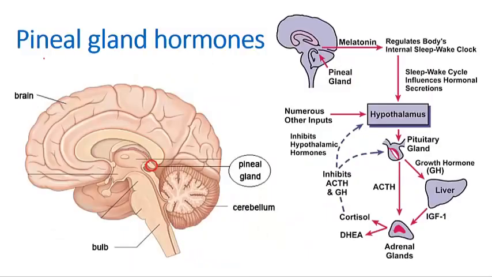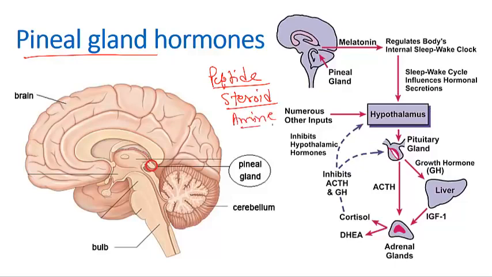Now the second type of gland we are going to talk about is the pineal gland. And the pineal gland produces hormones. Now hormones can be of three different types chemically. It can be peptide, which is protein type. It can be steroid, which is hydrophobic for the most part, and it can also be amine type. The pineal gland produces a hormone known as melatonin, which is an amine type of hormone.